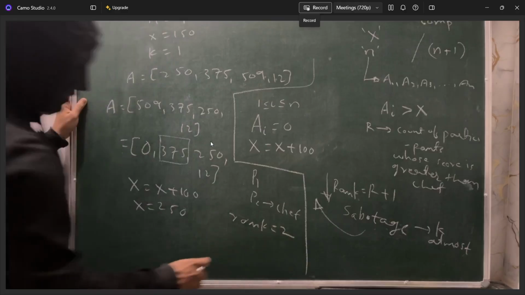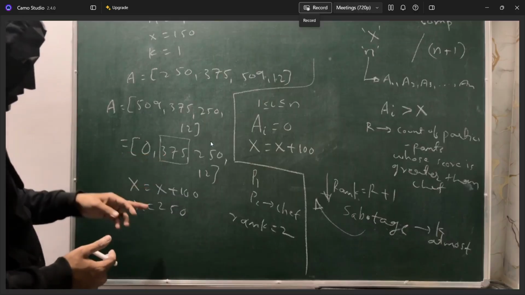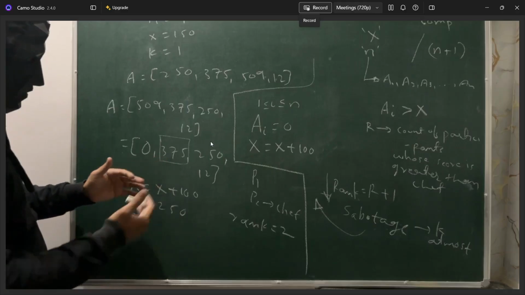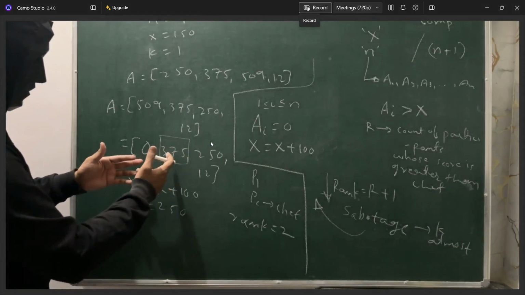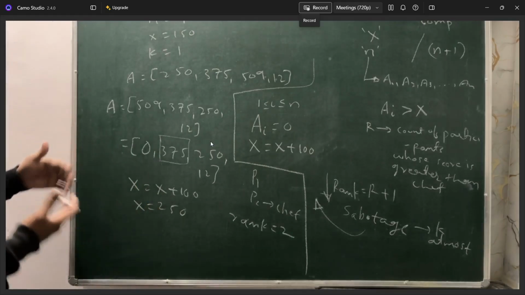Rank is going to be 2. I think you understood, right? So how many people are having score greater than x? It is 1. So his rank will be how many people plus 1? So this is the thing. I think you have understood. It is a very greedy approach.